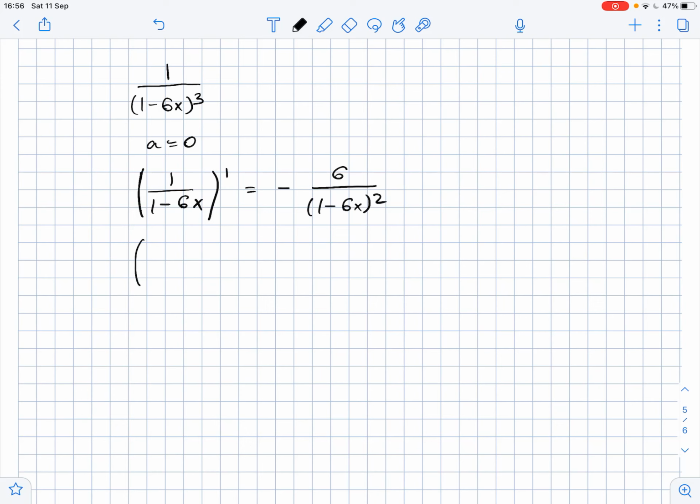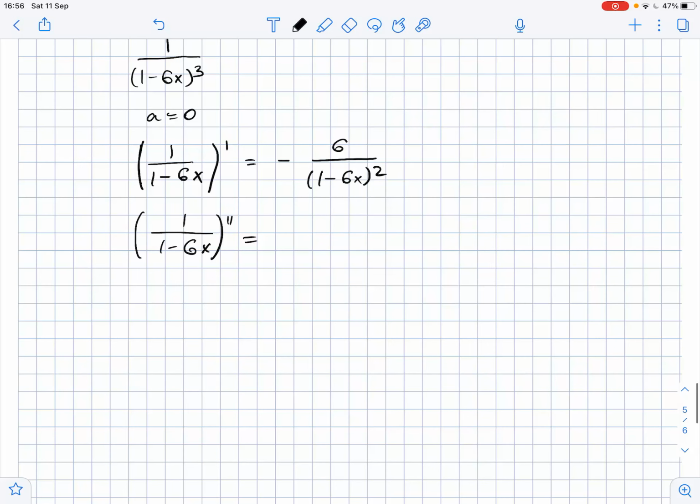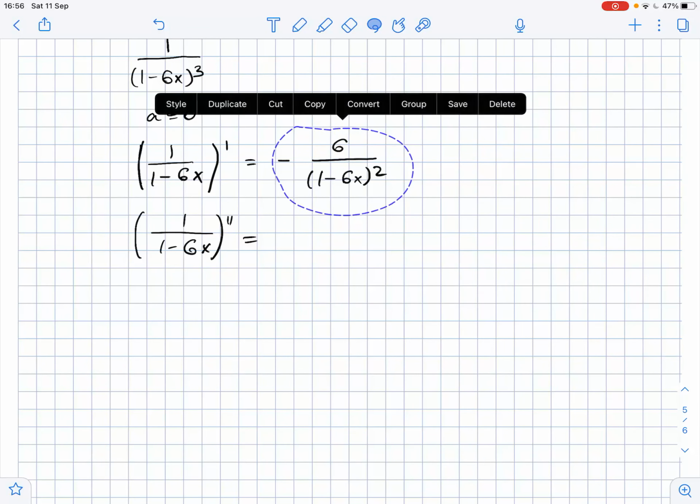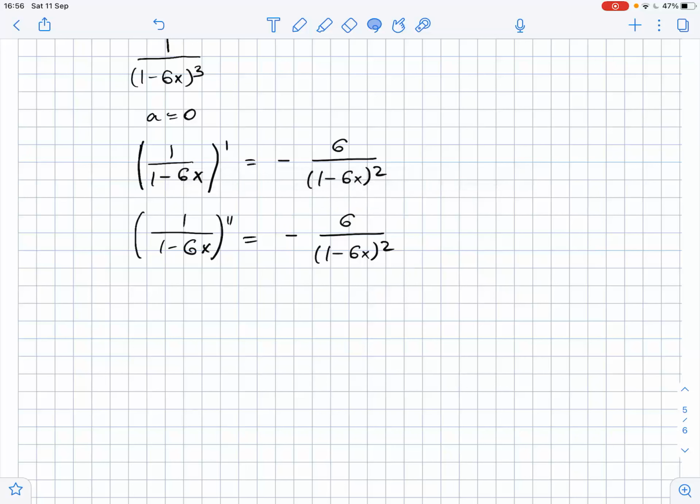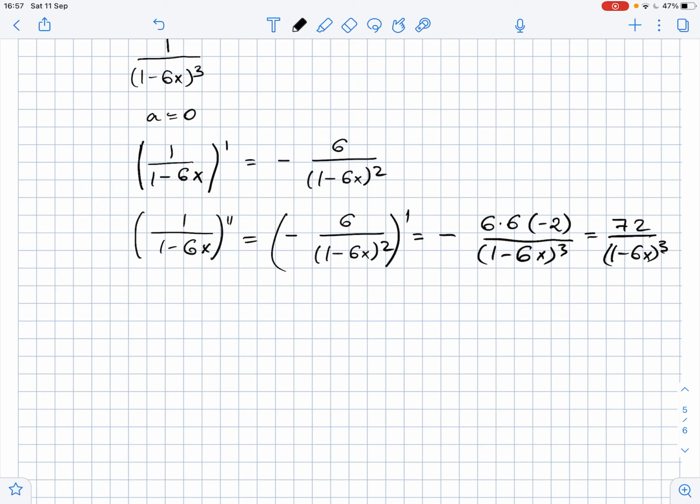And then when we differentiate it again, the second order derivative of this equals the derivative of this, so it equals negative 6 times 6 times negative 2 over 1 minus 6x, and this whole thing is cubed, so this equals 72 over (1 minus 6x) cubed.